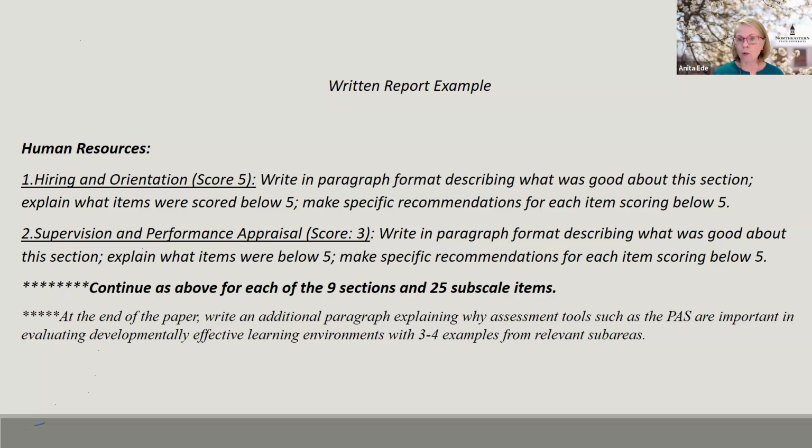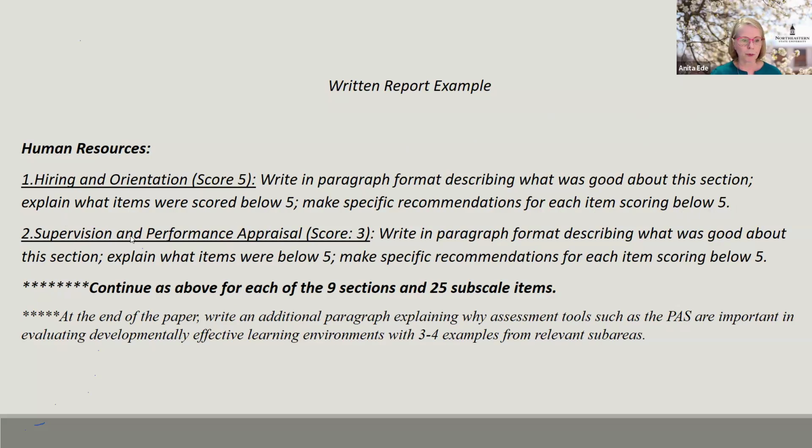Did you have any 4s? Did you have any 3s, any 2s, any 1s on page 1? If you have anything that was scored below 5, make specific recommendations for each item scoring below 5. What can they do to improve that area so it would score at least a 5 next time? Once you've done that, go to the next page.